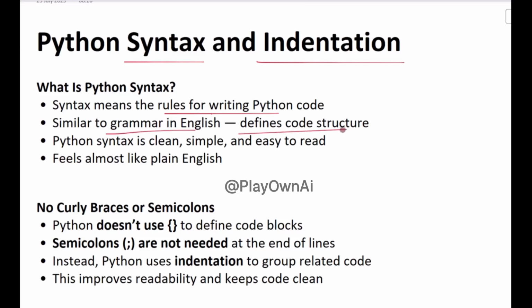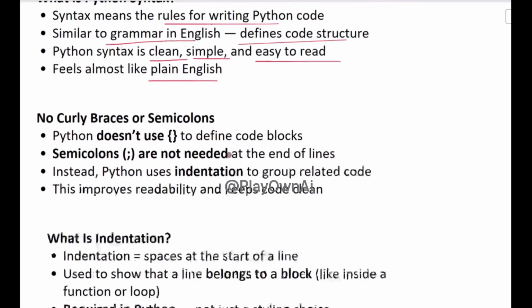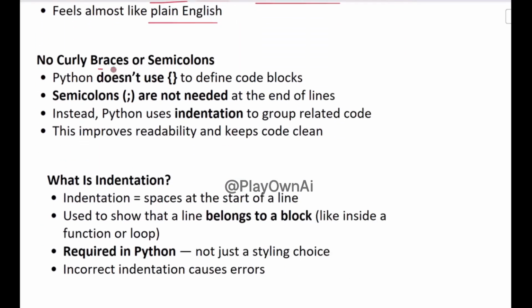In Python, we don't need semicolons at the end of a line, and we don't use curly braces to group code. Instead, Python uses indentation to define code blocks. That's what makes Python code easy to read. So what is indentation? Indentation simply means adding spaces at the beginning of a line to show that it belongs to a group. Python uses indentation to group related lines of code together.